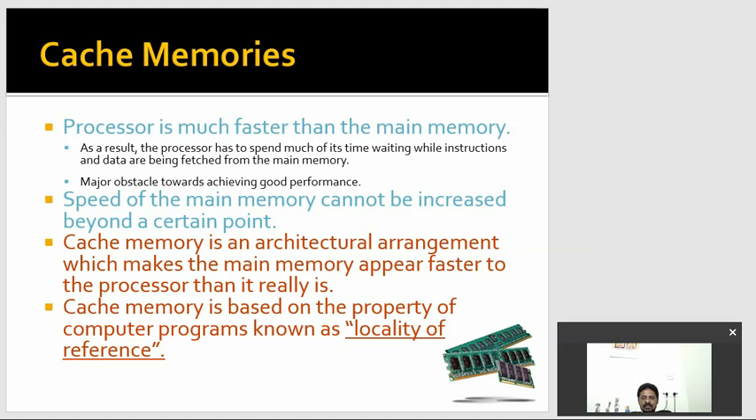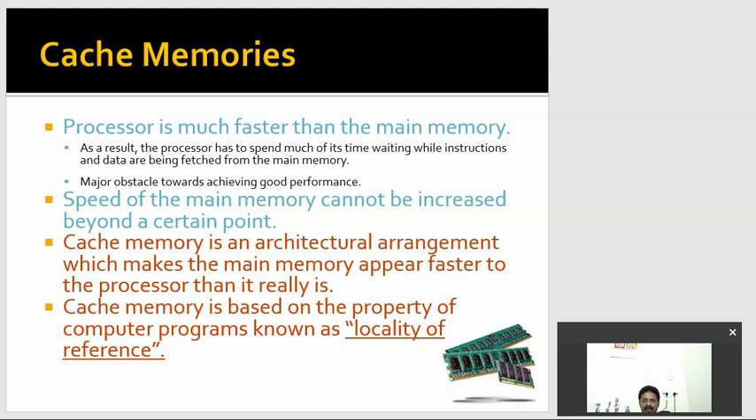This is a major obstacle to achieving good performance. The speed of the main memory cannot be increased beyond a certain point. For example, when you purchase a mobile, they say the RAM can be expanded only up to a certain level, and beyond that it will not support. That's why we cannot extend the main memory capacity as we require.